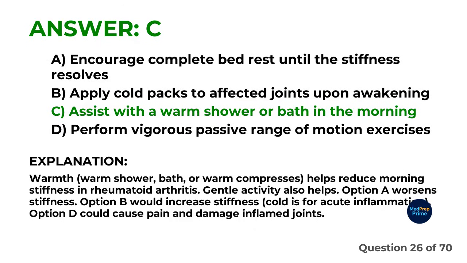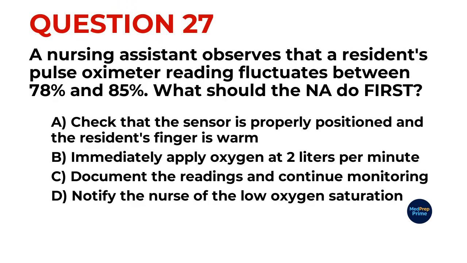and damage inflamed joints. A nursing assistant observes that a resident's pulse oximeter reading fluctuates between 78% and 85%. What should the NA do first? Option A, check that the sensor is properly positioned and the resident's finger is warm. Option B, immediately apply oxygen at 2 liters per minute. Option C, document the readings and continue monitoring. Option D, notify the nurse of the low oxygen saturation.